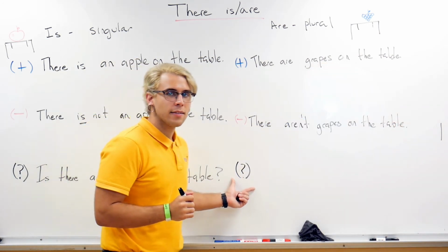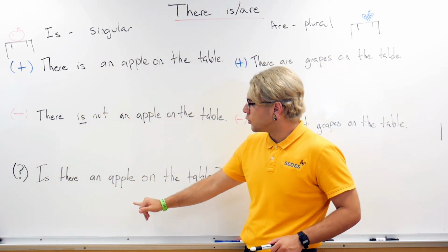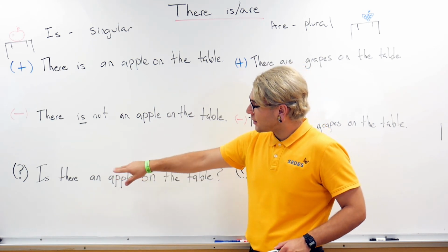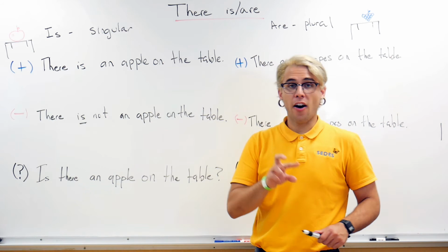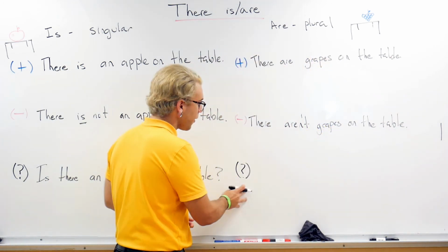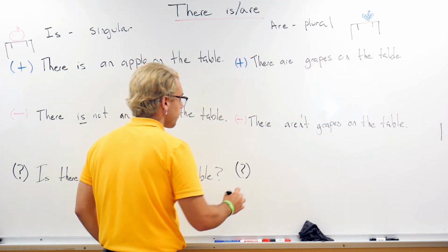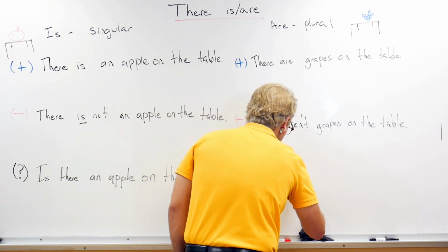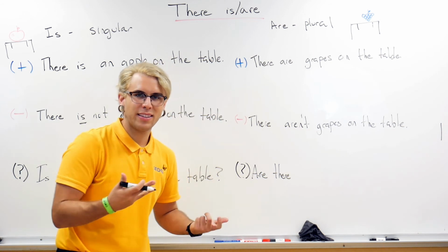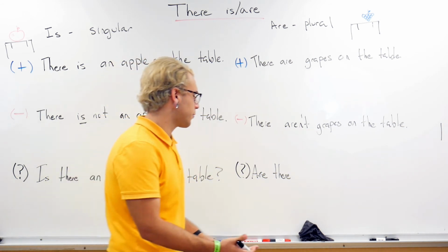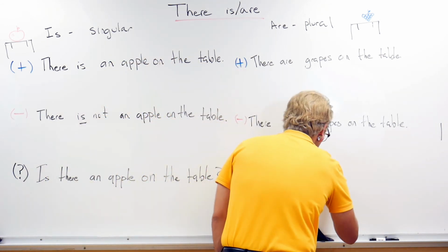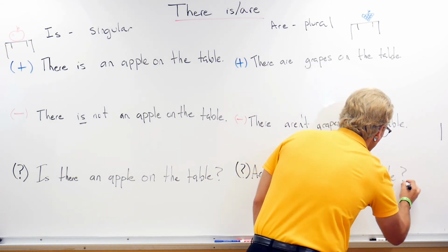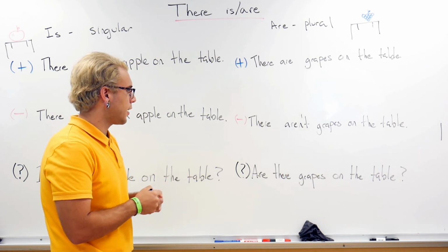Very similarly to how we switched the is and the there, we'll switch the are and the there. So for the question, the first word we're going to write is are. Are there, and again remember, there just means that it exists, or it is true, it's real. Are there grapes on the table? Question mark. Are there grapes on the table?